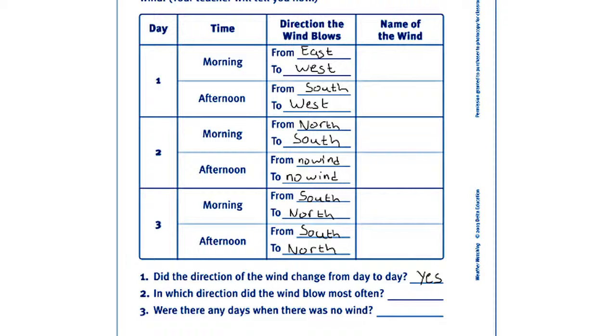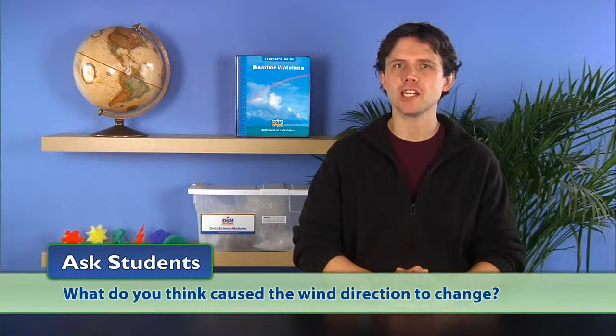At the end of the third day, have students complete questions 1 through 3 on Activity Sheet 4, Part C. To prepare for Session 2, students will need their activity sheets from Session 1. To begin Session 2, discuss students' results and ask, what did you notice about the wind over the last 3 days? Students will most likely respond that the wind direction changed from morning to afternoon and from one day to the next. Then ask, what do you think caused the wind direction to change?